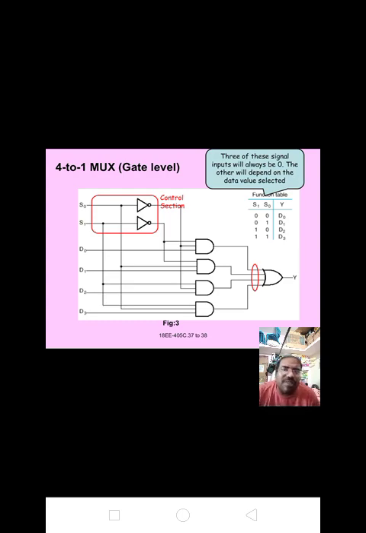Please make a note of it. It is a clear cut diagram of the 4 into 1 mux gate level. Please draw the diagram, the most important one. It may be given in your examination also, a 3 marks question. Please make a note of it.